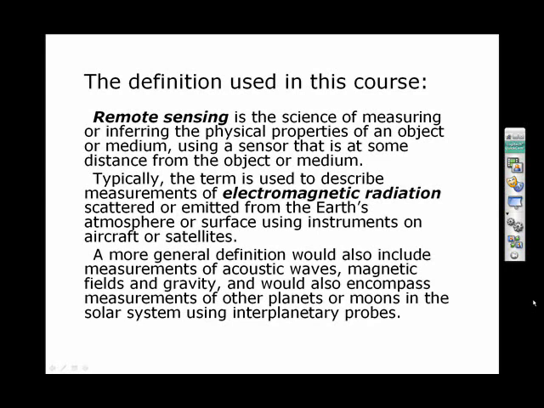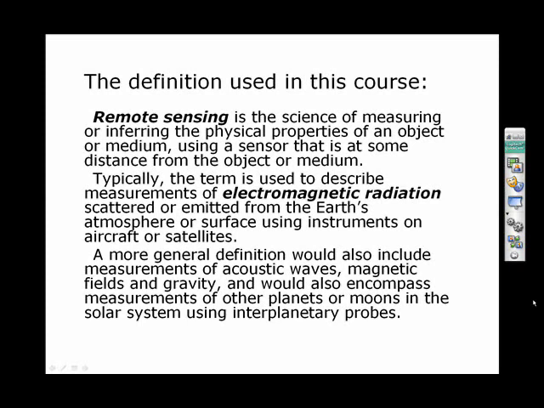A more general definition, although we're going to focus mostly on electromagnetic radiation, would include measurements of acoustic waves. So in terms of sonar through water bodies, whether that's lakes or the oceans. So you can use acoustic waves to measure properties at a distance. And also magnetic fields and gravity. These are also used in the context of certainly satellite measurements of the Earth, but also airborne measurements of the Earth's surface and subsurface.